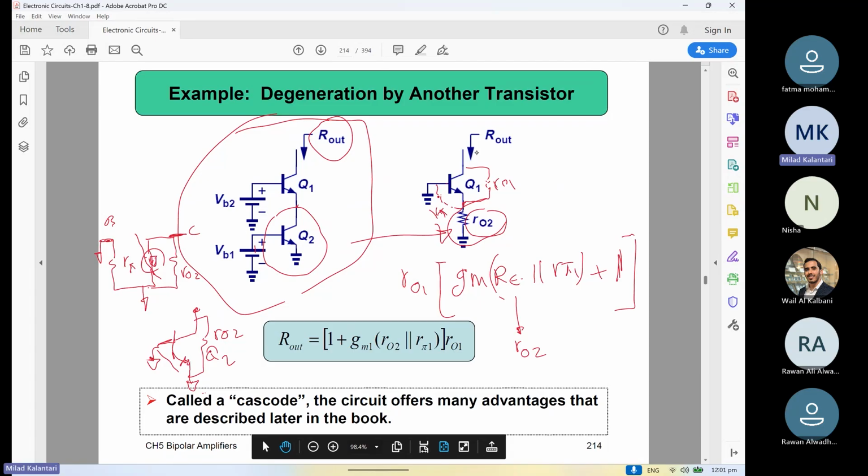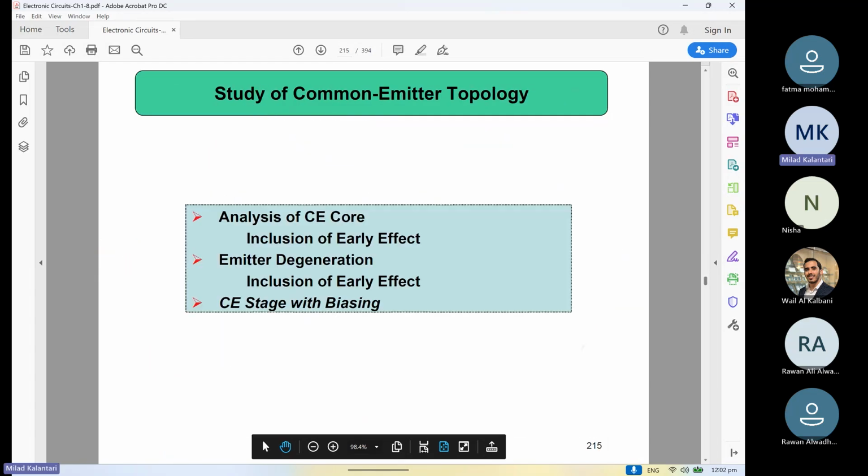So now the case will be like this. You have this RO2 as the emitter. You know the final output impedance would be in general like this formula. RE is the equivalent resistance at the emitter of the Q1, and R pi 1 is for the Q1, plus 1, like this, right? And then you just swap the RE by this value, RO2.